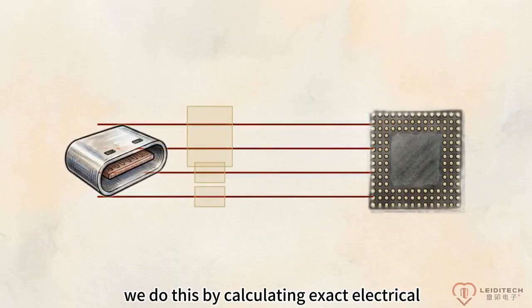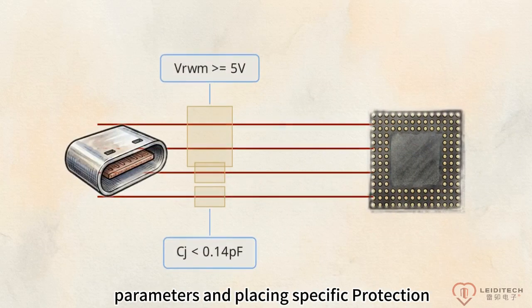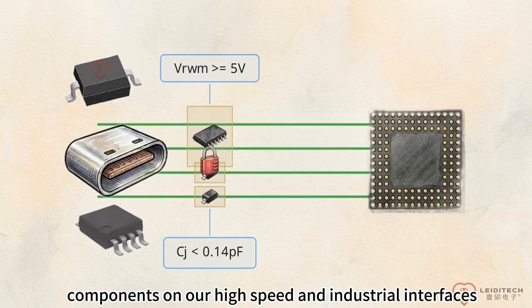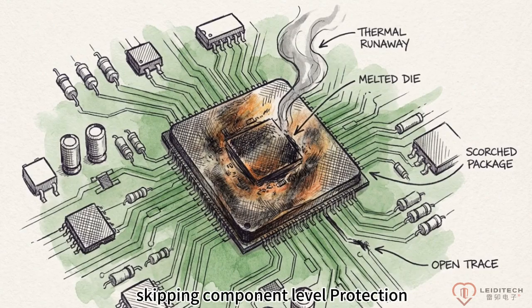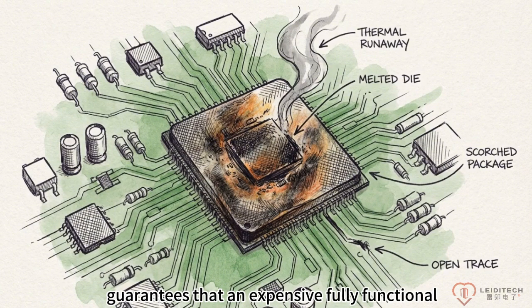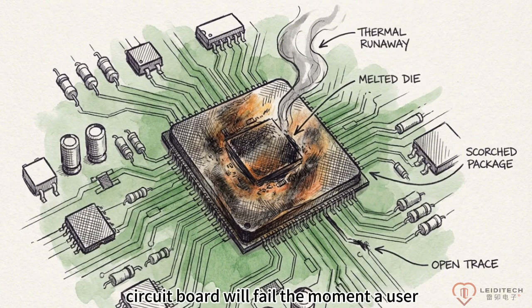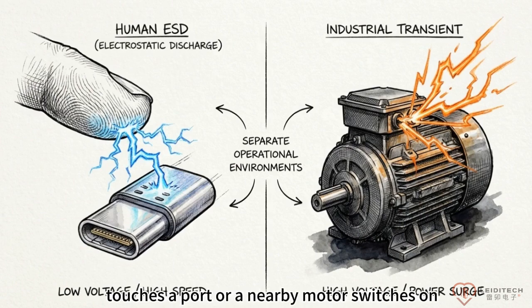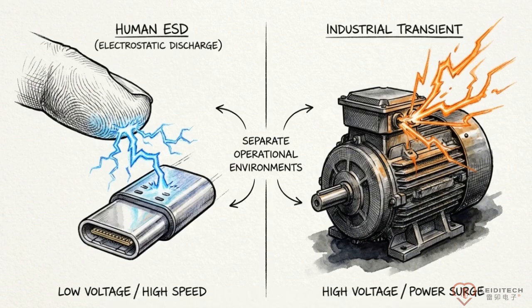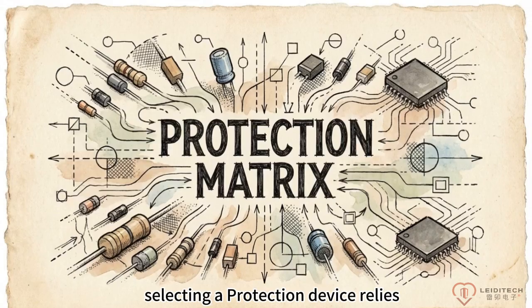We do this by calculating exact electrical parameters and placing specific protection components on our high-speed and industrial interfaces. Skipping component-level protection guarantees that an expensive, fully functional circuit board will fail the moment a user touches a port or a nearby motor switches on. Selecting a protection device relies entirely on three quantitative rules.